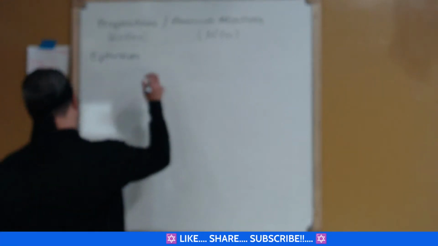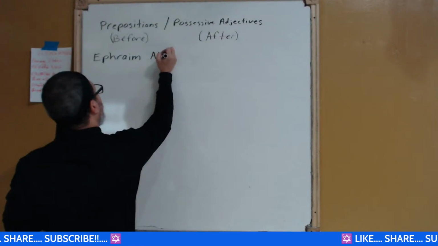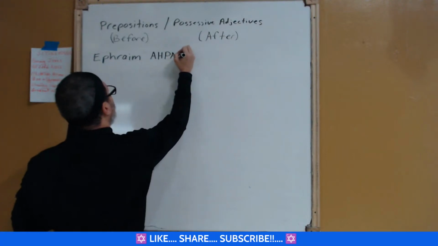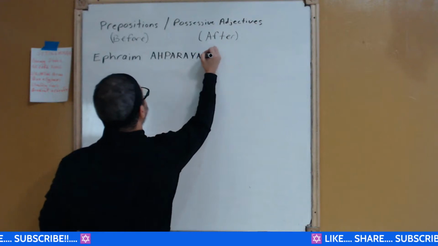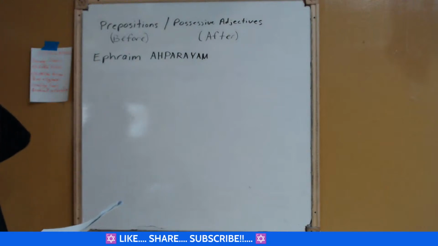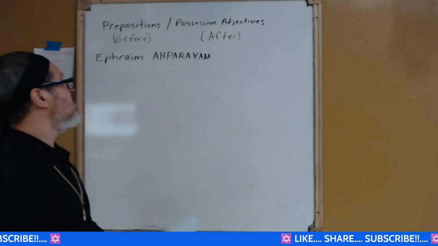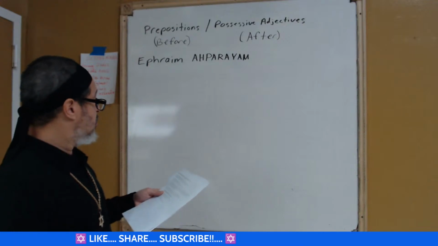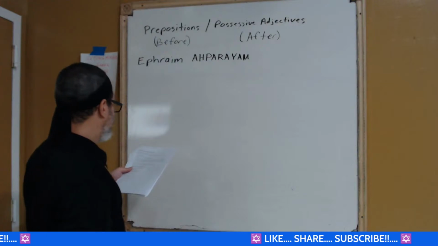And then the Hebrew, it's Ah, Pa, Ra, Yum. Now I'm sounding it out that way, just so you can hear the individual letters. It's actually Parium, but I want you to see that these are actually separate letters here.